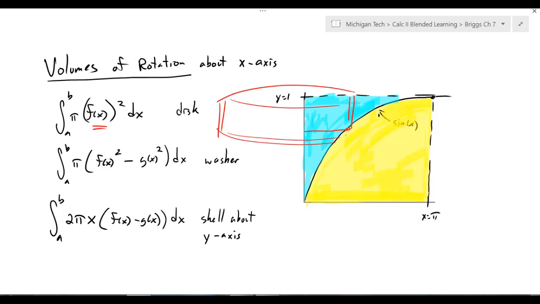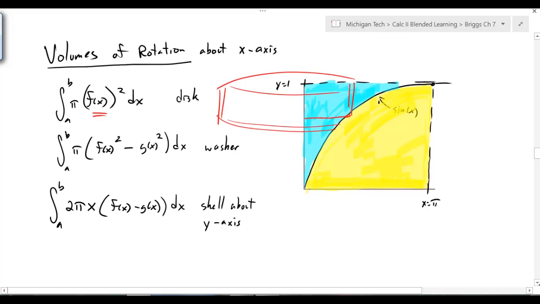So we could really set this up specifically for this function, because that's sine of x, and I have a height of 1. So for this blue region rotated about this axis, it would be the integral from 0 to pi, using a range of x values here, of 2 pi times x times (1 minus sine of x) dx. I can really get that value here.